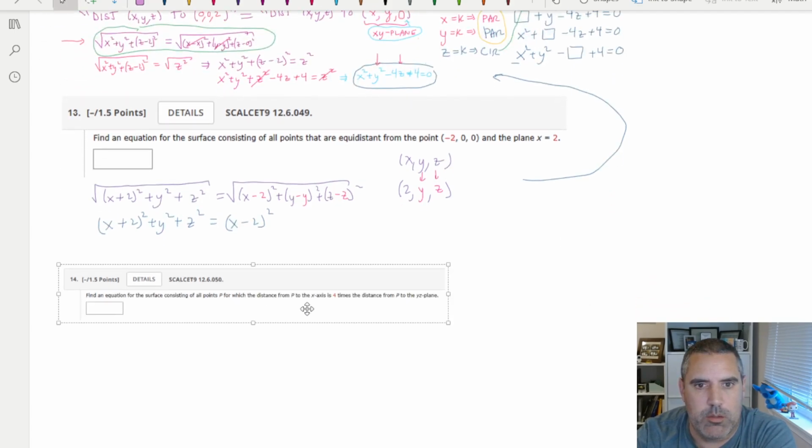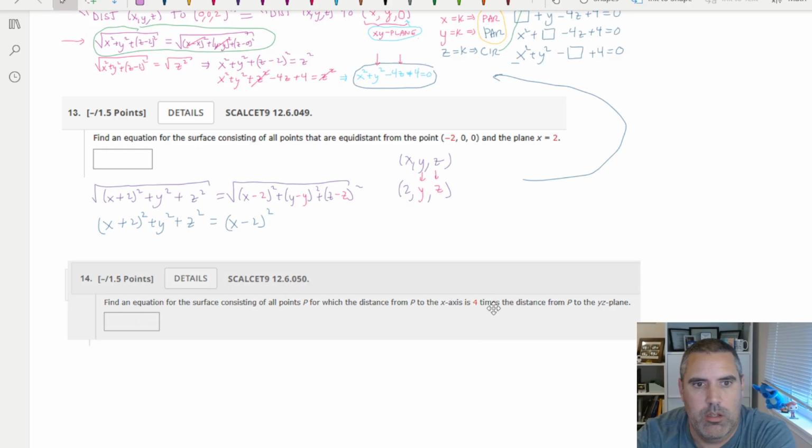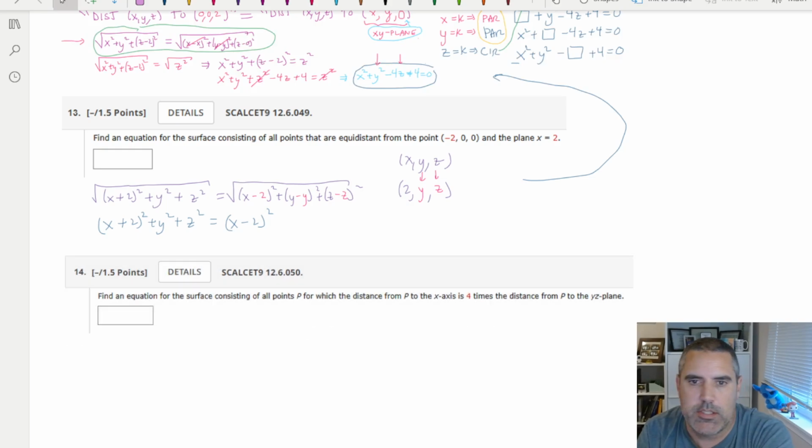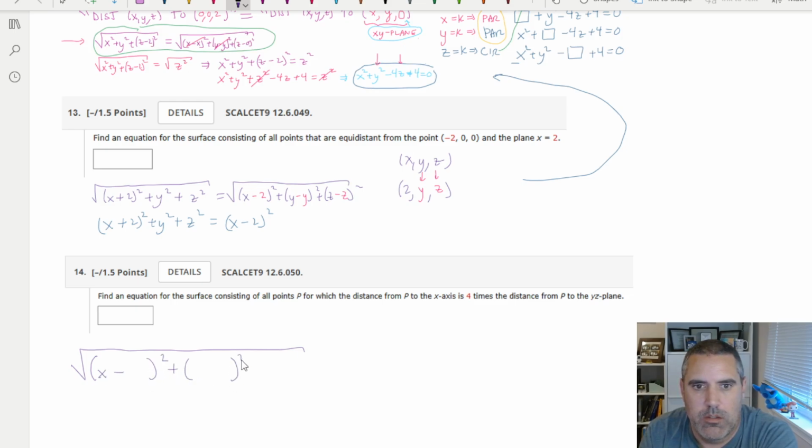All right, what about this other one from the homework? Find an equation of the surface consisting of all points such that the distance to the x-axis is 4 times the distance to the yz plane. All right, we have a strategy. I'm going to find the corresponding points. I want the distance from x, y, z, these unknown points I'm trying to describe, to be 4 times the distance from x, y, z.